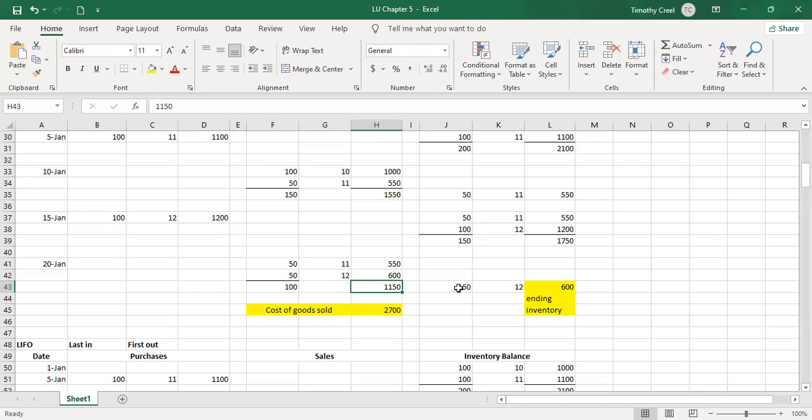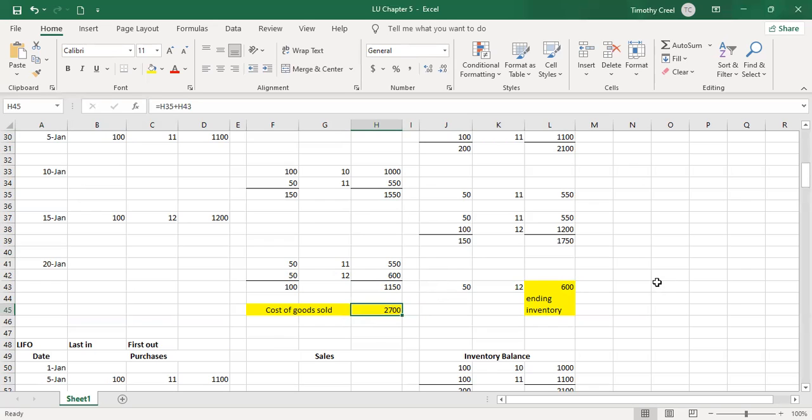Now, notice what we've got left. After this sale, we've still got 50 left in inventory, $12 each for a total value of $600. Now, if we wanted to find out our total cost of goods sold for the period, we would just take the cost of goods sold from the first sale plus the cost of goods sold from the second sale, add them together. That would be our total cost of goods sold for the month.